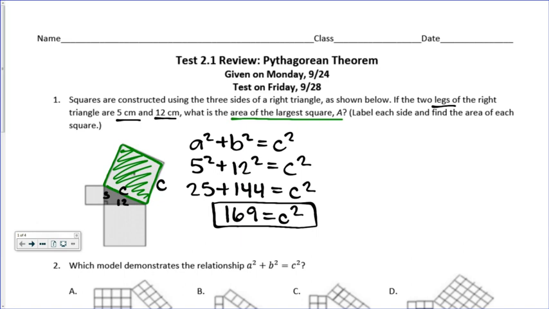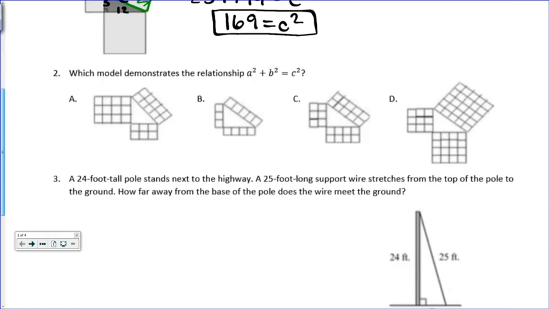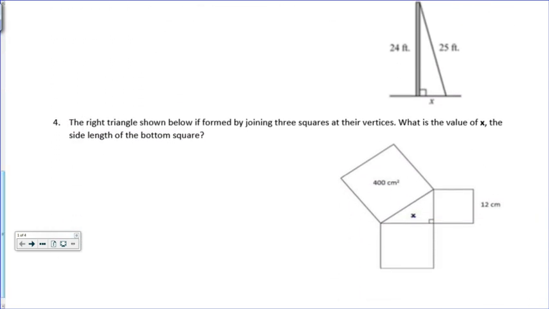Let's look at number 4. The right triangle shown below is formed by joining 3 squares at their vertices. What is the value of x, the side length of the bottom square? So we need to figure out what information we know and figure out how to solve it using Pythagorean theorem. I know that this side right here is my hypotenuse. It is the one that is across from my right angle. So I can plug in my information.